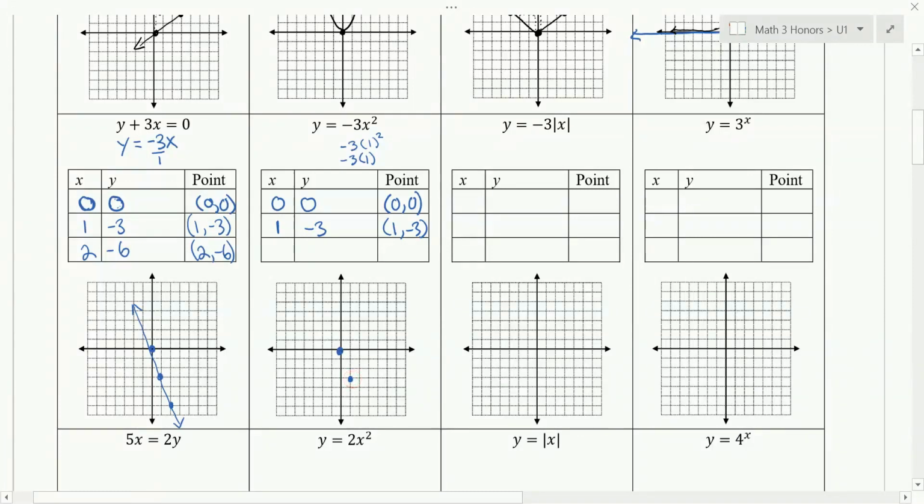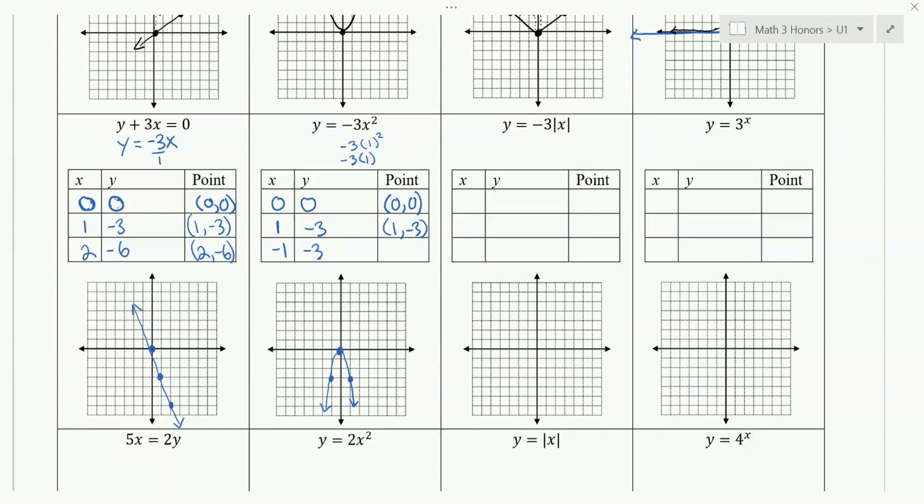But if I know that 0, 0 is my vertex, and this is a parabola, then I know there is a matching point on the other side because it's symmetric. So I get that third point for free. And that would be at negative 1, negative 3. And you could plug in a negative 1 and you'll see that negative 3 is what you end up with.